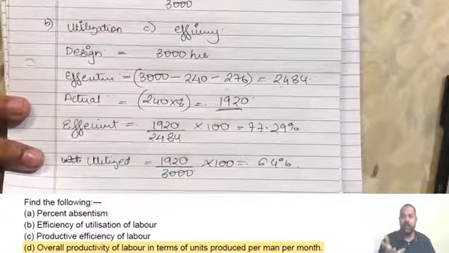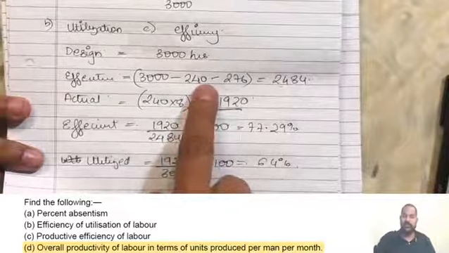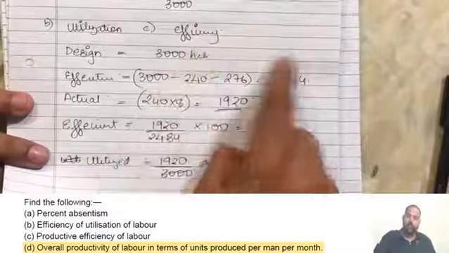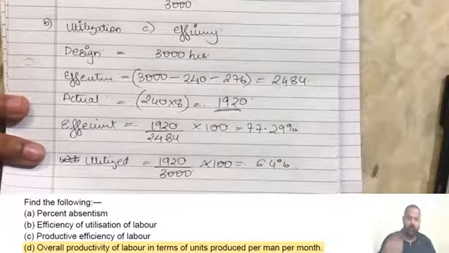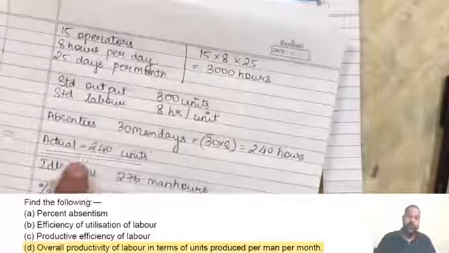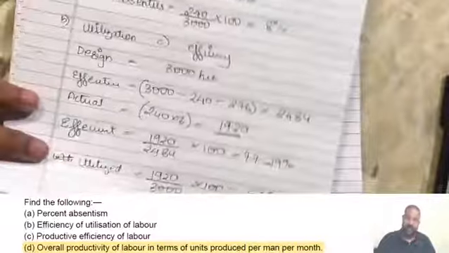No light, no machine working. So I can't judge them for these hours. So okay, from the 3000 I remove 2484. So I expect you to give me an output of 2484 hours. You are actually giving me 240 units as an output in that month.